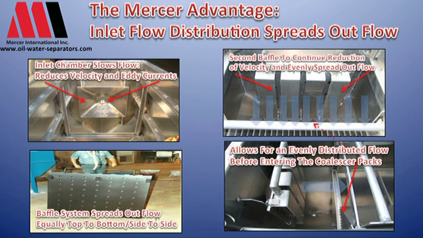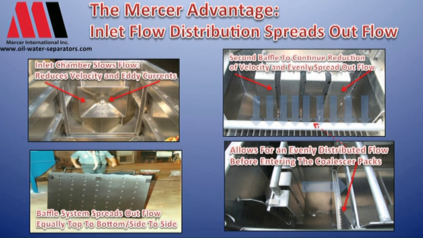So as we enter the separator, the first thing our flow hits is an inlet chamber. The inlet chamber takes the flow, slows it down, gets rid of the eddy currents and the velocity and energy in the flow. Then we hit a baffle plate system in which we spread the flow from side to side to the coalescer and from top to bottom. It goes through that baffle plate and hits a secondary plate. The secondary plate further spreads out the flow.